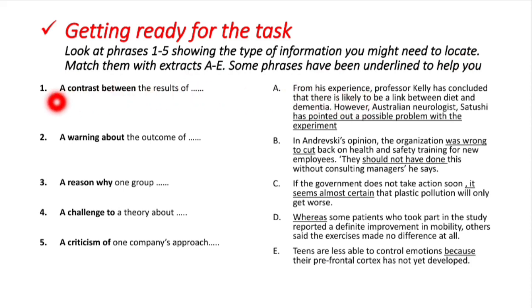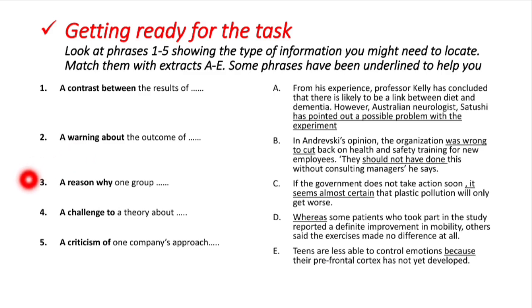If you have a look at the words in bold, they are the words that tell us the type of information we need to look for. For example, the first one says a contrast between the results of something. So look at the word contrast. You should look for a comparison between some results. In the second one, it says a warning about the outcome of something. So you need to pay attention to the word warning. We should find something that we need to worry about.